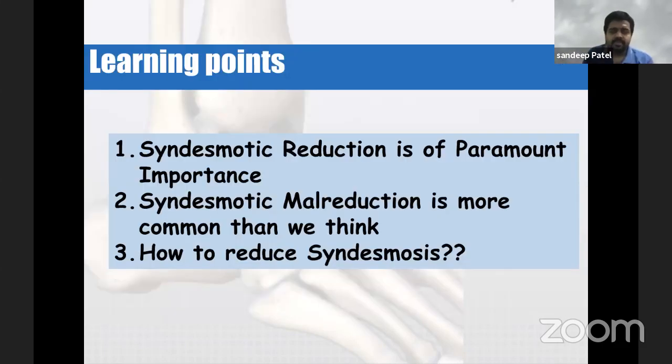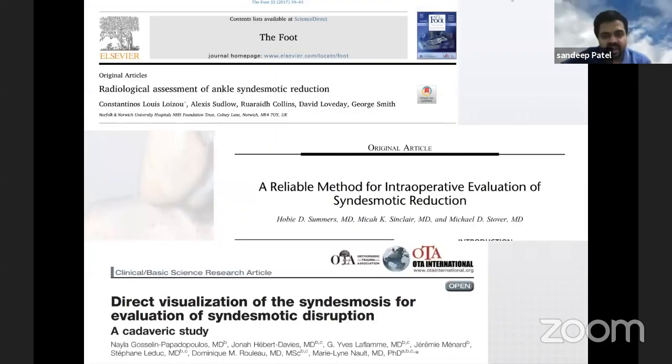So the learning point from this case was that syndesmotic reduction is of paramount importance. Malreduction is more common, ranging almost up to 52% in some of the good studies. But the question is how to reduce syndesmosis. One is to know that syndesmosis malreduction exists, so that it gives us an insight that we should always carefully see, and then how to reduce syndesmosis, and how to assess whether syndesmosis is reduced or not.